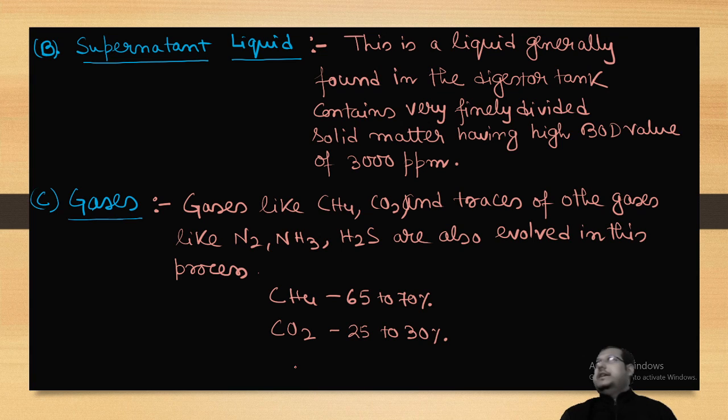Second one is supernatant liquid. This is a liquid generally found in the digester tank. Contains very finely divided solid matter having high BOD value of 3000 ppm. Gases like methane, carbon dioxide, and traces of other gases like nitrogen, ammonia, H2S are also evolved in this process. Methane will be 65 to 70%, carbon dioxide 25 to 30%.